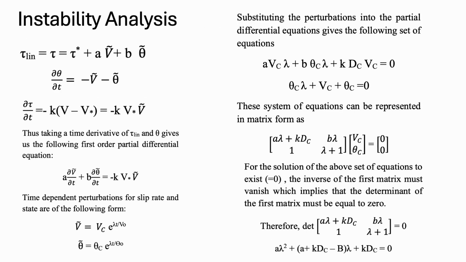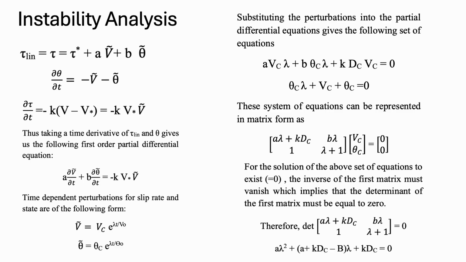So now that we have the linearized forms of our rate and state friction and our state variable evolution, we do some basic calculations and come up with this term over here, where the rate of change of shear stress is equal to minus k v star times v cap. So we take a derivative of the linearized formulation of rate and state friction and theta, and that renders us with this partial differential equation over here: a del v cap by del t plus b del theta cap by del t is equal to minus k v star v cap.